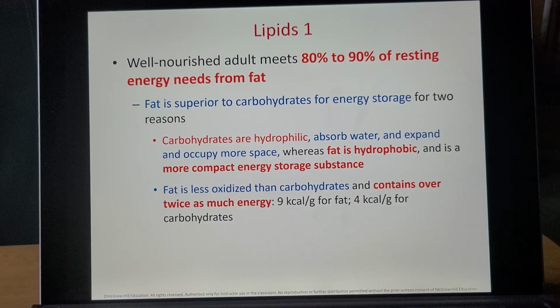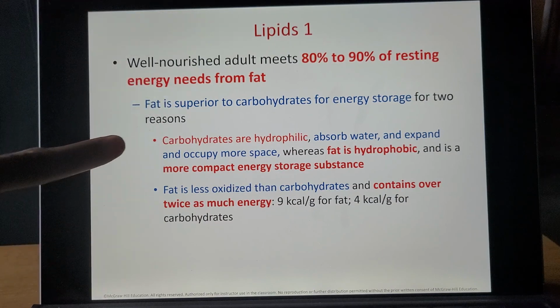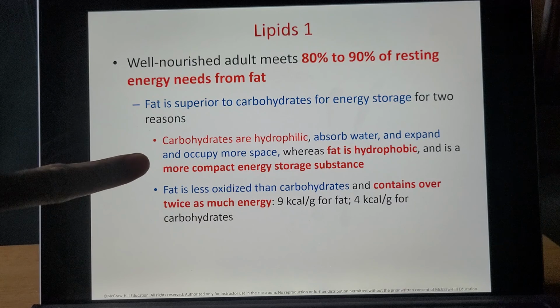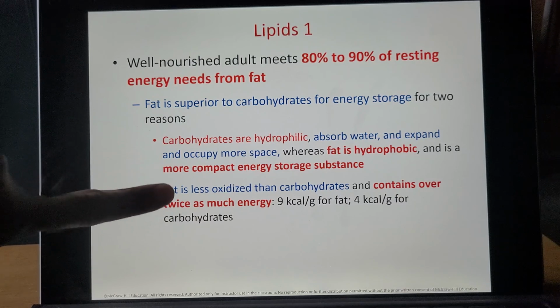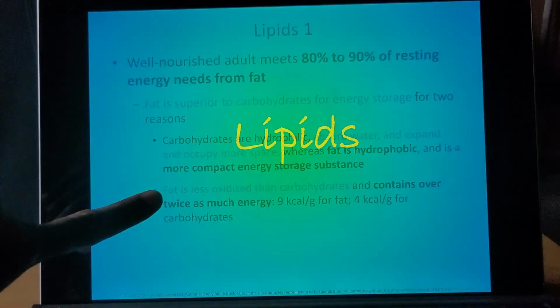Okay, other benefits of using fat versus carbohydrates for energy is easier to store it. Since carbohydrates are hydrophilic, they're going to absorb water, and so they're going to bloat up and take more space, versus fat being hydrophobic, and so it's going to be more compact. Plus, again, fat contains more energy than a carbohydrate molecule because there's less processing you have to do in order to get it out of there.